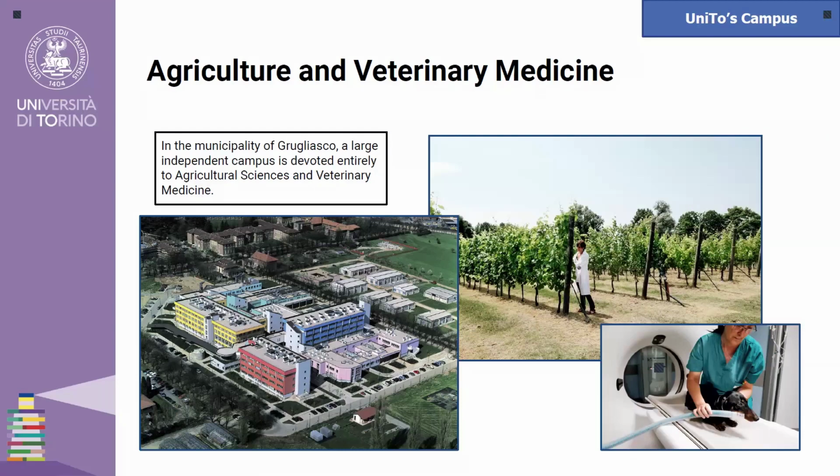We have then something quite similar to a real campus, that is agriculture and veterinary medicine. This is located a little bit outside of Torino in Grugliasco. It has a large and independent campus that is completely devoted to agricultural science and veterinary medicine, with also a 24-hour hospital for veterinary clinics.